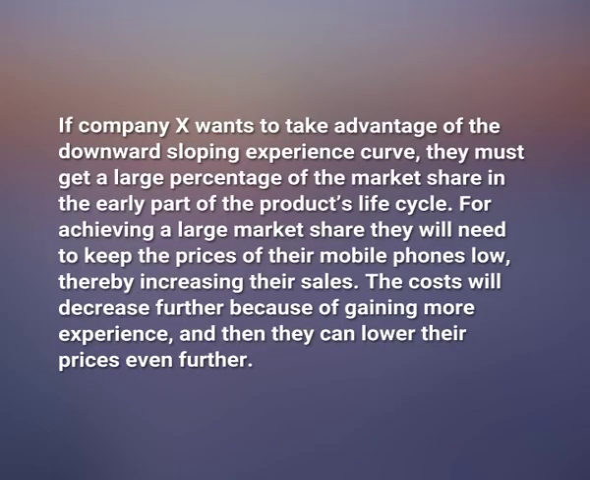This production cost per unit is going to fall if that organization produces and sells more during a given time period. It will fall faster. There should be enough demand in the market for higher output. If company X wants to take advantage of the downward sloping experience curve, they must get a large percentage of the market share in the early part of the product's life cycle.